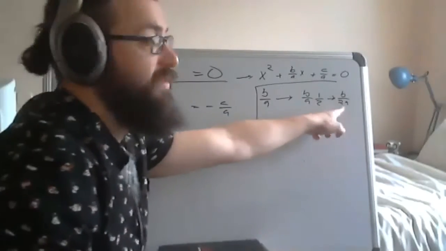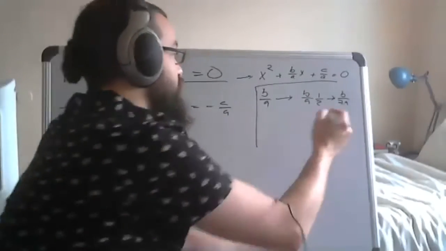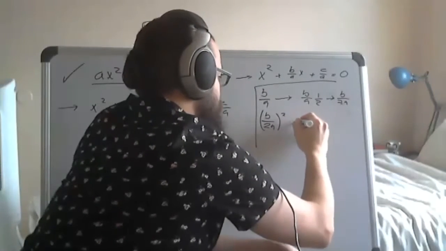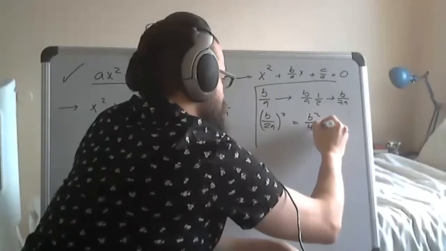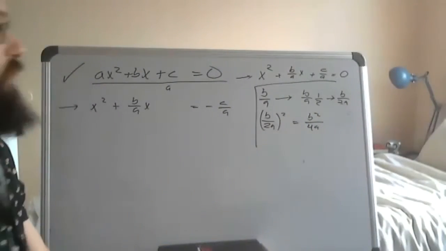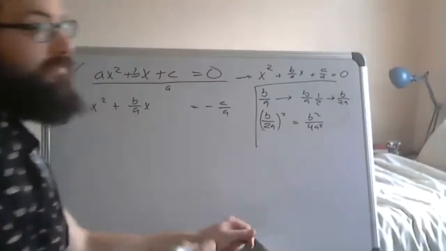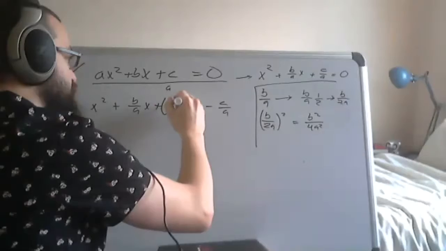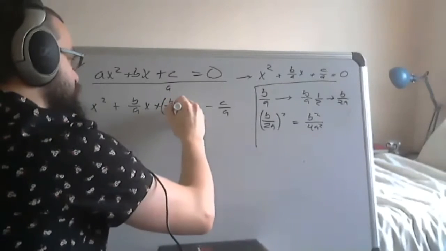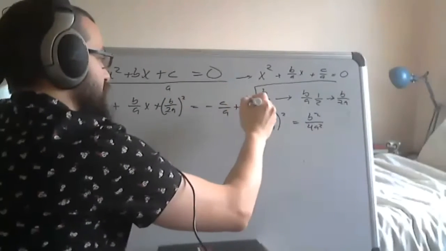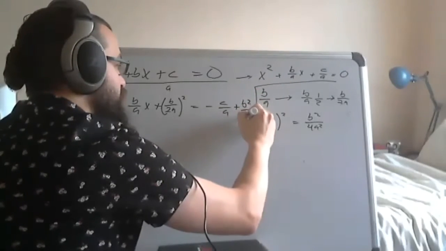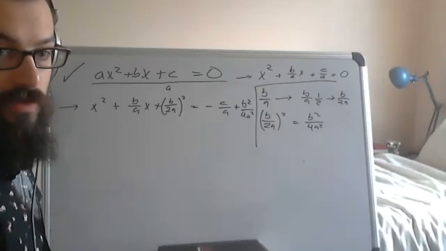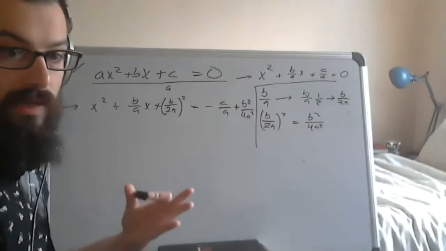Then what we did is we took this after we halved it and we squared it. Which gives us B squared over 4A squared. Okay, and that's what goes here. Now we're going to add this to both sides. B over 2A quantity squared. I'm going to add this here to this B squared over 4A squared. So far, so good. Just playing at this point.